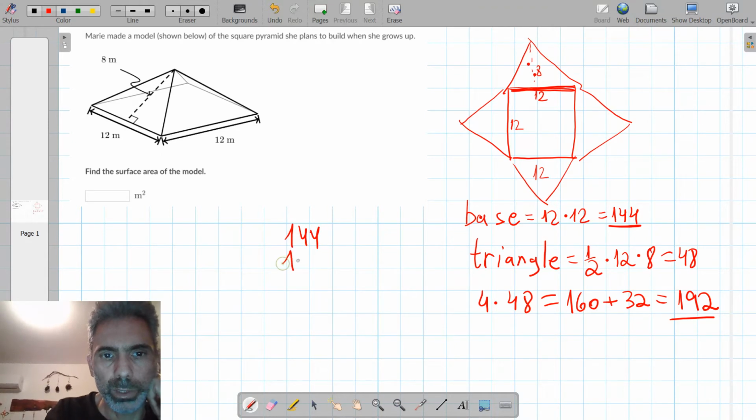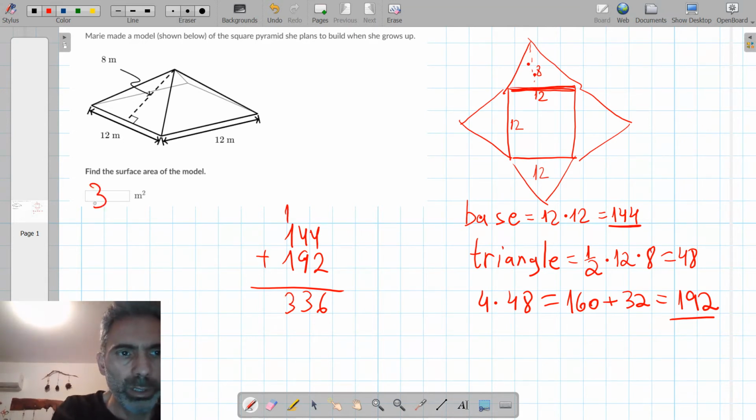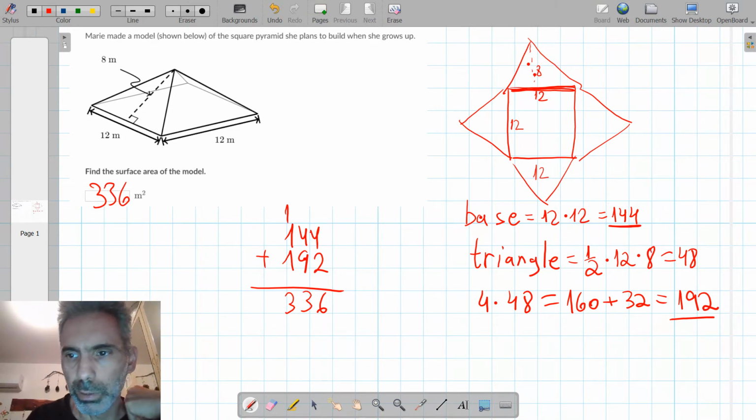So the base plus the 4 triangles is 144 plus 192. 4 plus 2 is 6, 4 plus 9 is 13, 1 plus 1 plus 1 is 3. So the entire surface is 336 meters squared.